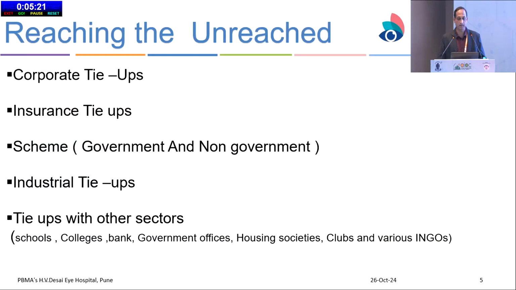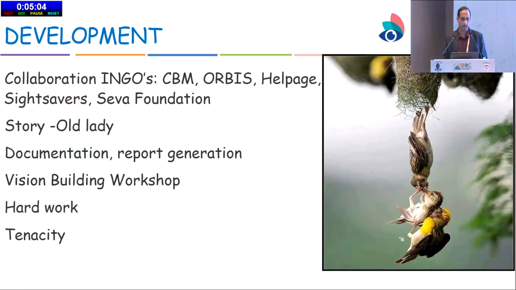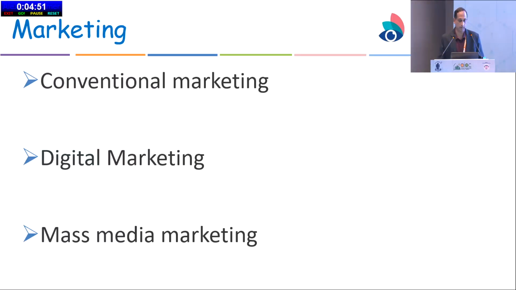Then, for reaching the unreached, corporate tie-ups are important, and insurance tie-ups are also very important. Certain schemes, government and non-government organizational schemes, we have to do, as well as industrial tie-ups and tie-ups with other sectors like schools, colleges, banks, housing societies and clubs, to get the patients, to get the clients. That is very important. Then there is development with certain NGOs like CBM, Orbis and HelpAge, and the documentation, report generation and vision building workshops. That sort of hard work is also important.